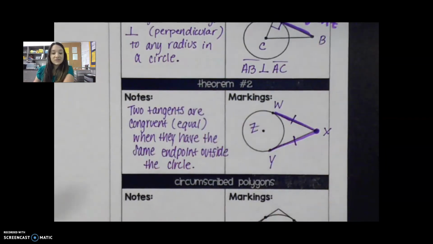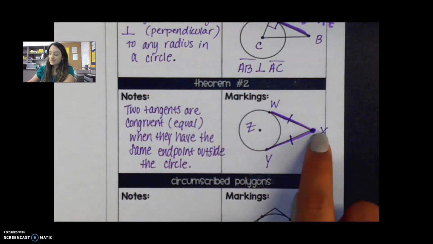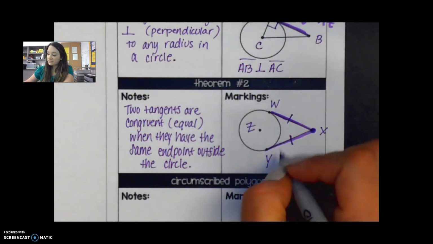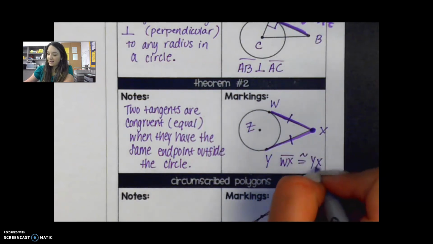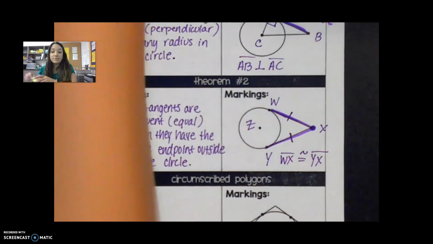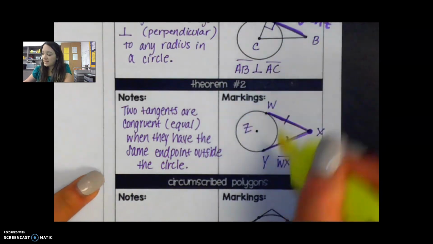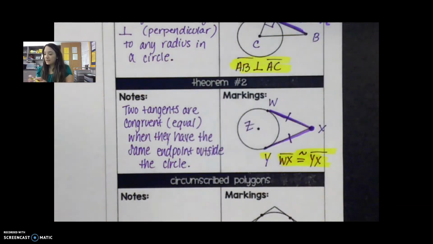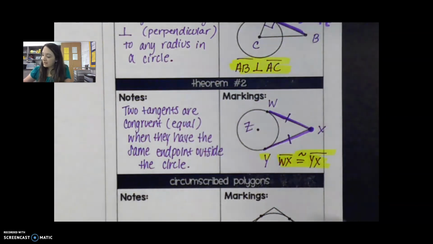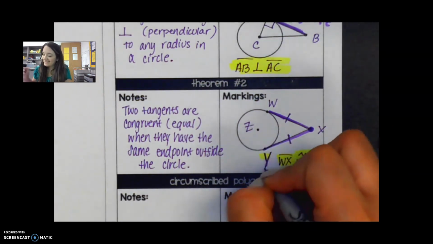All right, so since these two have the same endpoint X, that means that WX is congruent to YX. And I'm going to highlight that because that's important to know. Those two are the same as each other. And these two are perpendicular to each other. Now ignore that little highlight here.